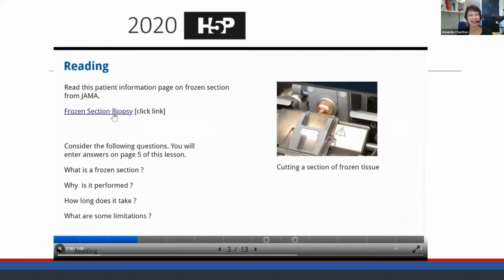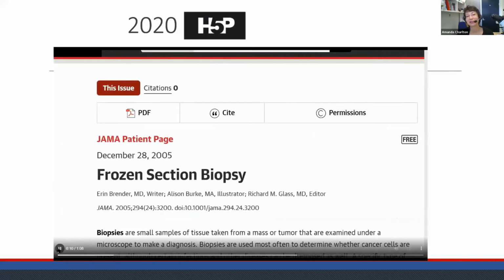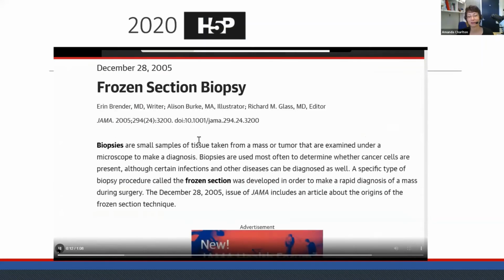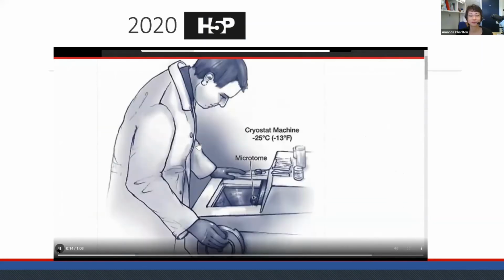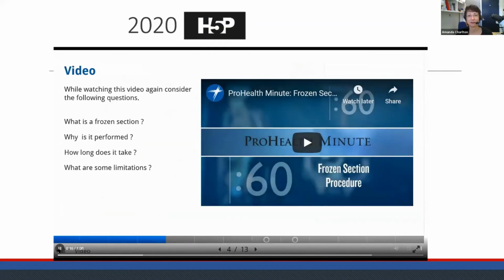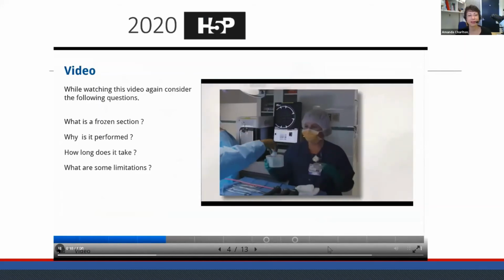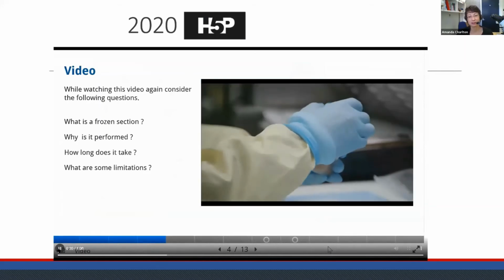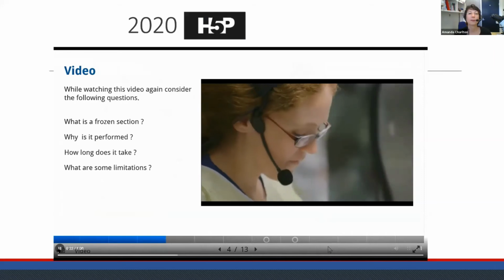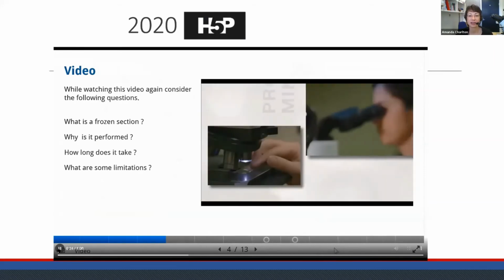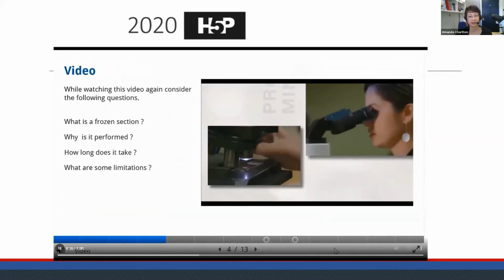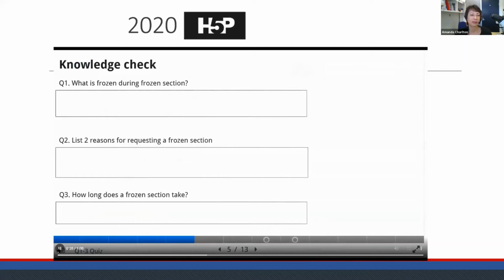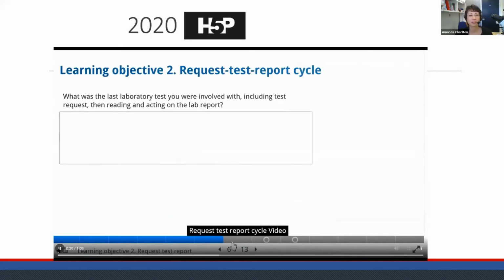I've got links to resources outside. They have to read this JAMA frozen section article. It's actually a patient information leaflet. They play the video. They answer the questions from information that is conveyed in the video, with the question promptings there, with open text box questions.